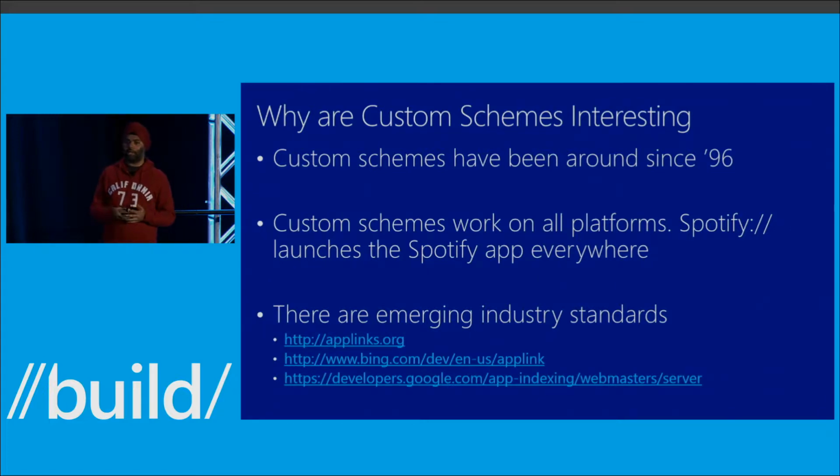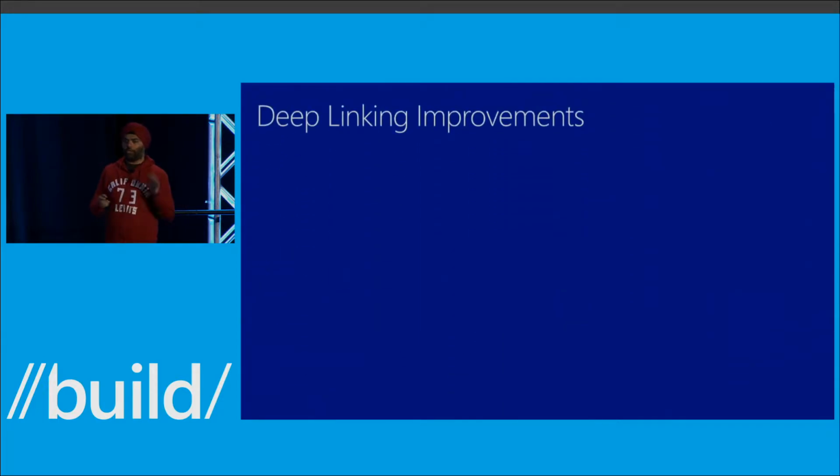Google has app indexing. And the basic idea with all of these initiatives is to take an HTTP URI, a web URI, and transform it into a custom scheme that somebody can use to launch an app on a device. So there's industry momentum behind this idea. You're going to see more and more people talk about it. So that's stuff that works today, and it's great.